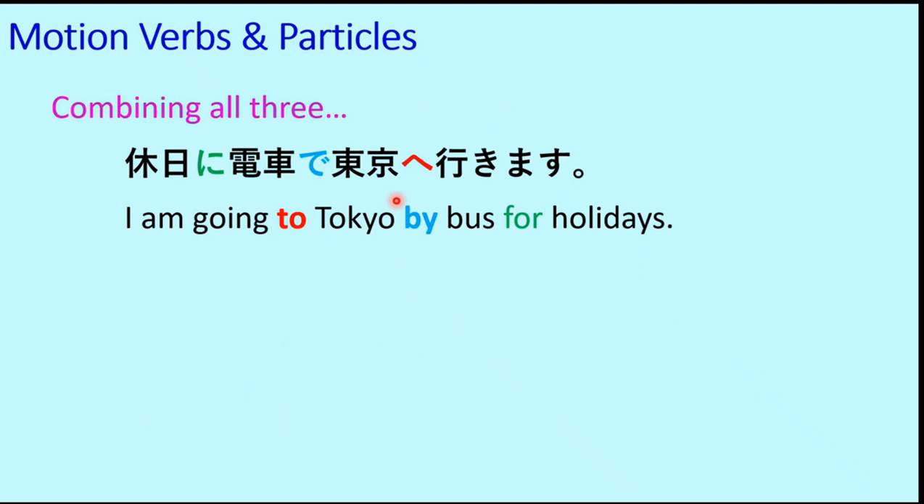So there is a motion verb ikimasu, and there is the place where he is going, the mode of transport by which he is going, and the purpose or the reason for his going. All these will be connected in the same sentence using three different particles. So it is very important to understand the difference between the usage of these three particles.